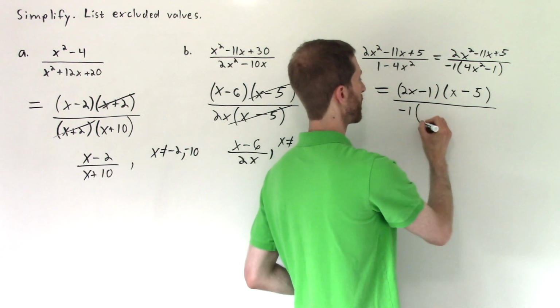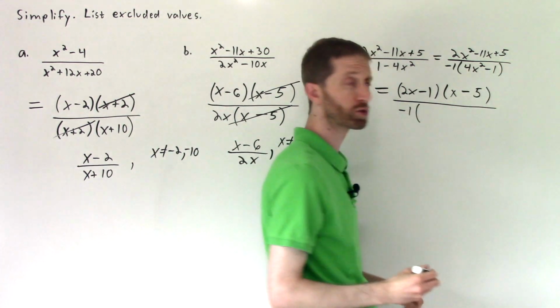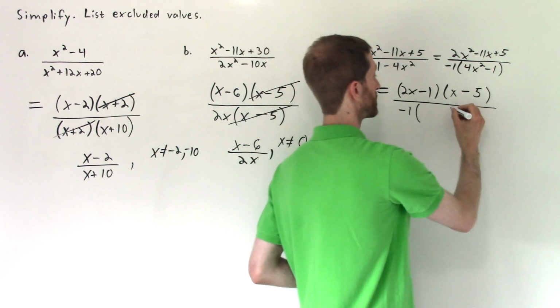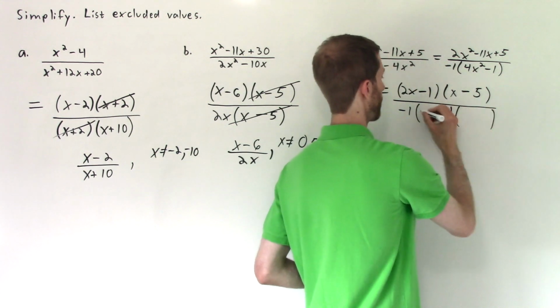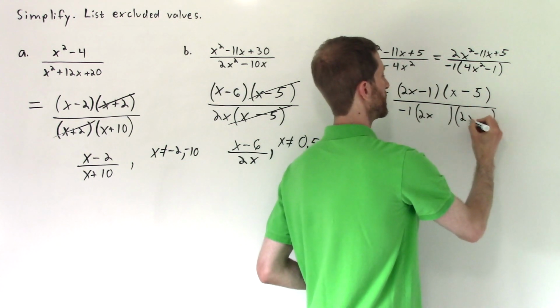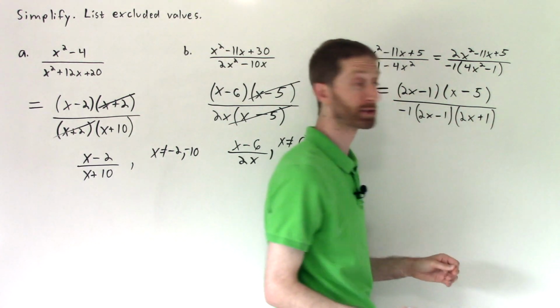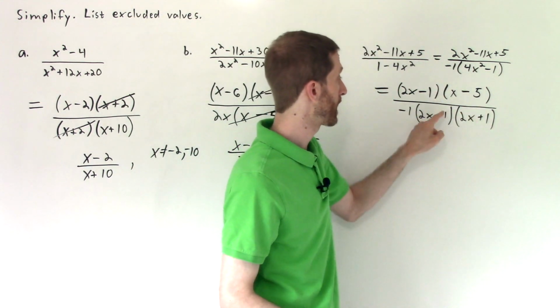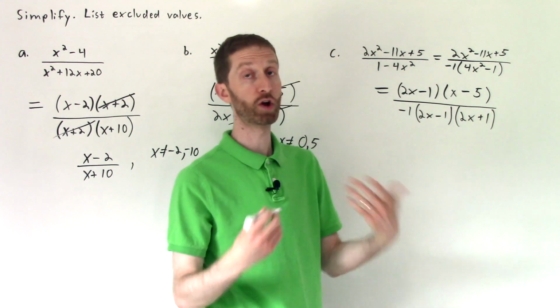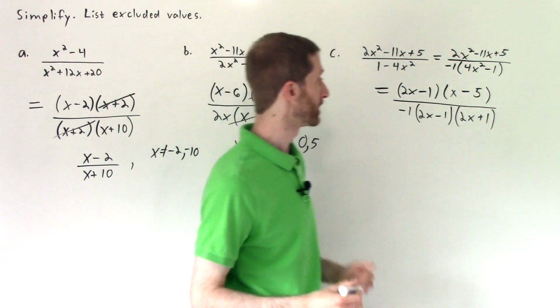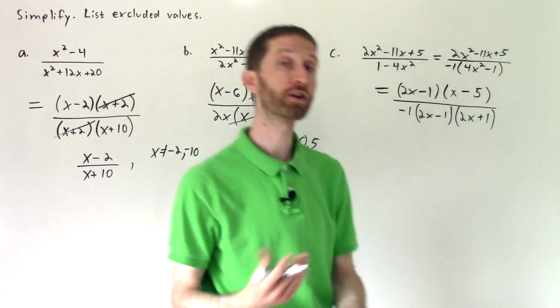The -1's still there. 4x squared minus 1 is a difference of two squares. We're going to have 2x and 2x. And then in order to have no x term, we'd have to have the same values here and here, but with opposite signs. 2x and minus 2x would add together to give you no x term. All right, we're in good shape. So now let's find our excluded values.